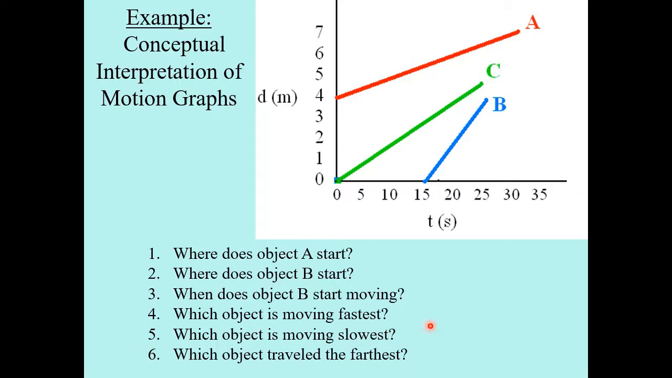All right, so the object that traveled the farthest was actually object C. Object C traveled 4 meters because it started at 0 and it ended at 4. Now, if you said object A, well, that's incorrect because object A started at 4 meters and ended at 7. So object A only traveled 3 meters. Same with object B. It went from 0 to 3 meters, which is a total of 3 meters. So object C traveled the furthest.